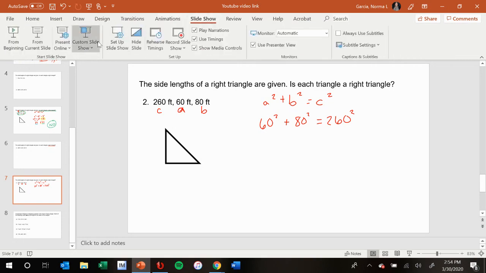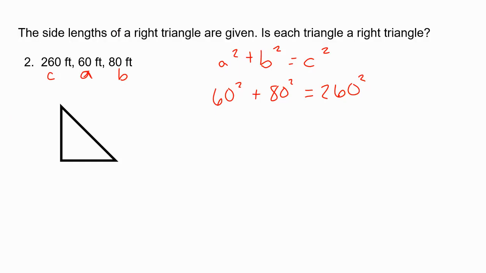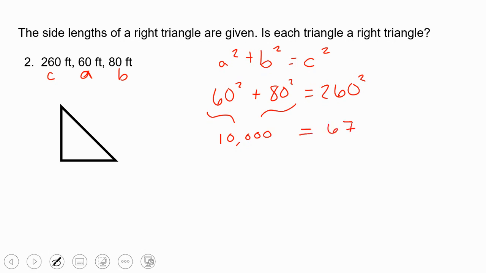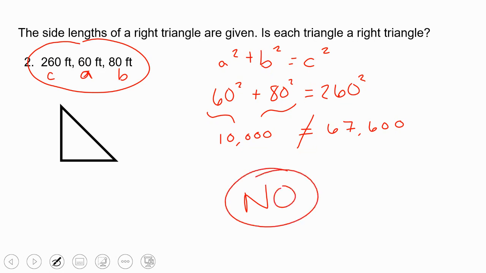Okay. So now let me come back over here. And let me go to my present from current slide. All right, so I can see that this portion here was equal to 10,000. And this other portion over here was equal to 67,600. We can obviously see that these two numbers are not equal to each other. So again, these three numbers are not in a right triangle. So is this a right triangle? No.